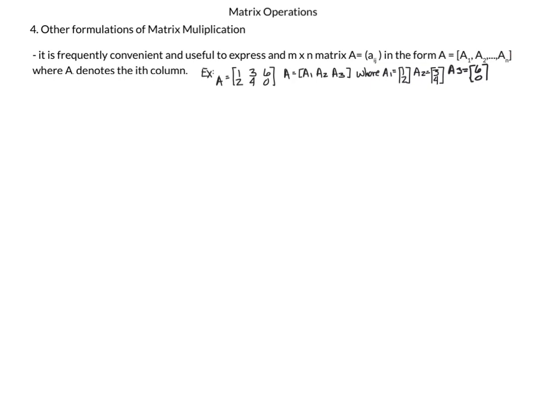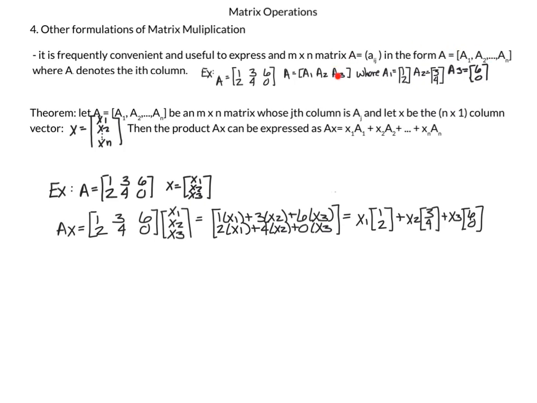So for example, if A is equal to the matrix 1, 3, 6, 2, 4, 0, then we can write A is equal to a1, a2, a3, where a1 is the column vector 1, 2, a2 is the second column vector of A, which is 3, 4, and a3 is the third column vector of A, which is 6, 0.